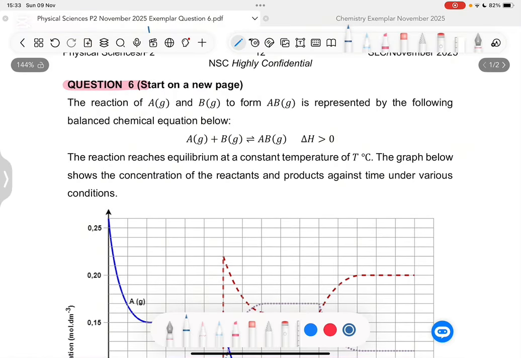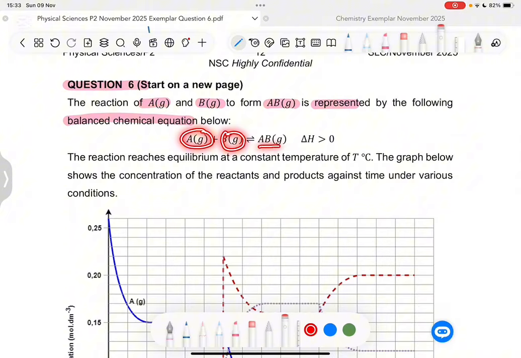The problem reads as follows. The reaction of substance A, which is a gas, and substance B, which also is a gas, to form compound AB, which is a gas, is represented by the following balanced chemical equation. So we are told here that A reacts with B to form AB, and all of these substances are gases. We are further told that we will assume that this equation is actually balanced.